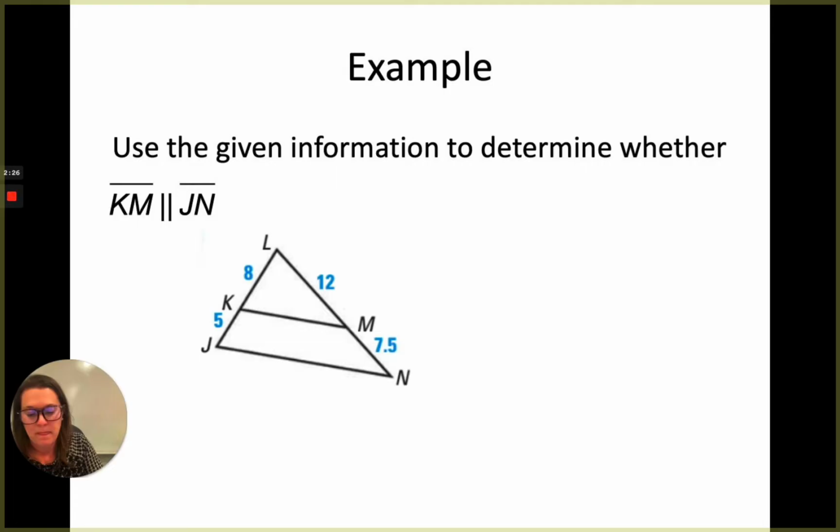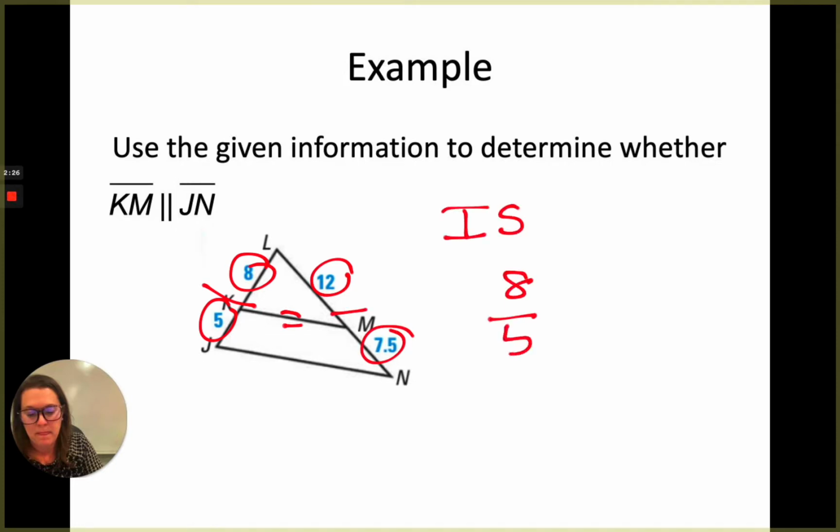So now we're going to flip the switch. Now I'm going to be given the side lengths, and we need to determine whether those given side lengths mean that my lines are parallel. So for this to be parallel, we need to have this over this be equal to this over this. So we need to check that. So the question is, is 8 over 5 equal to 12 over 7.5? That's what we need to ask ourselves. If it is, then we would say, yeah, they're parallel. If they're not, then we would say no.